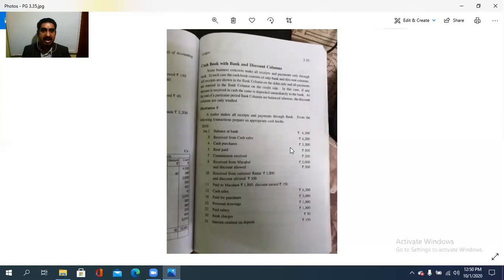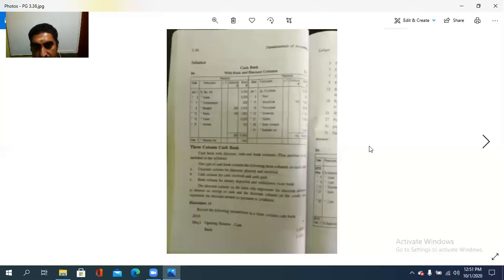Deposit interest credited. It is interest received for us, isn't it? Interest credited. So in such a case, it is an income for us. So bank account debtor to interest. So to interest 150, that is to be debited.